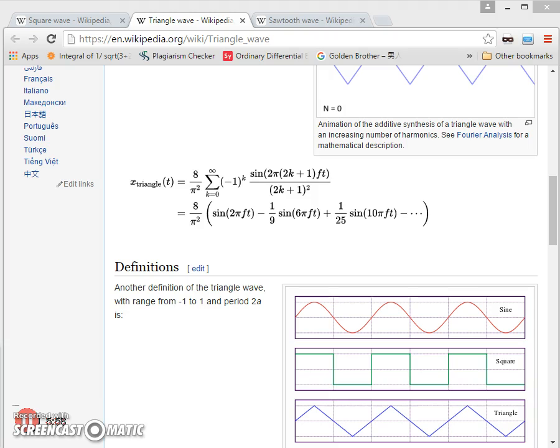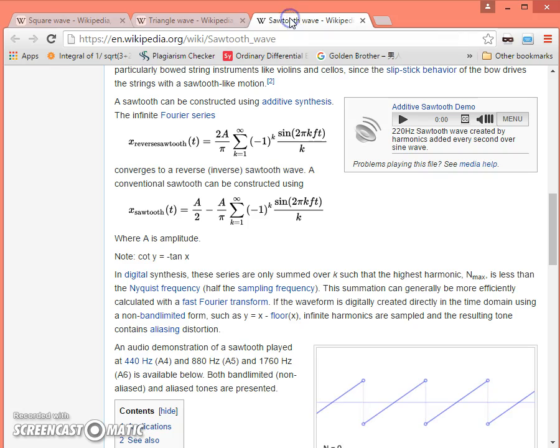It also has an equation in Wikipedia, which is sawtooth equal to a divided by 2 minus a divided by pi times the summation of minus 1 to the power of k times sine 2 pi k f t divided by k, where k is from 1 to infinity. Here a is a constant, which can be any value, and it means the amplitude.